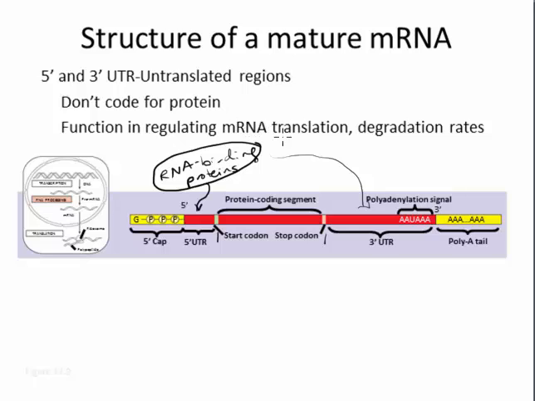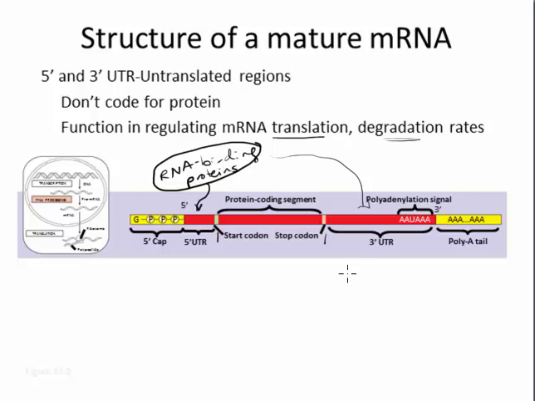So they control things like translation rate, degradation rate. They can control things like localization of an mRNA within a cell, all kinds of things like that. So 5' untranslated regions and 3' untranslated regions function in regulation, but not actual protein synthesis. So we have these boundary sequences, start codons and stop codons, that signal the beginning and end of translation. Okay, so now we're ready to talk about the mechanism of translation.